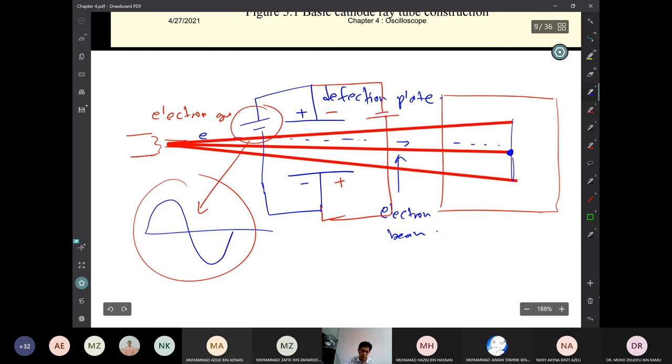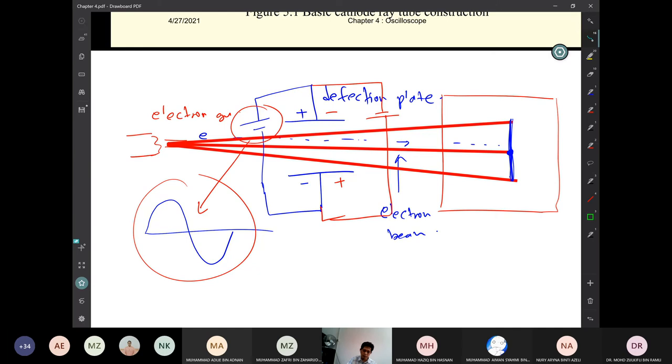Dia akan naik, turun naik. Because of the varying voltage value of the sine wave. Dia berubah. The voltage of the sine wave is increasing and decreasing. Dia naik, dia turun. Naik, turun. Then the shape that will display on the screen will be a straight line like that.